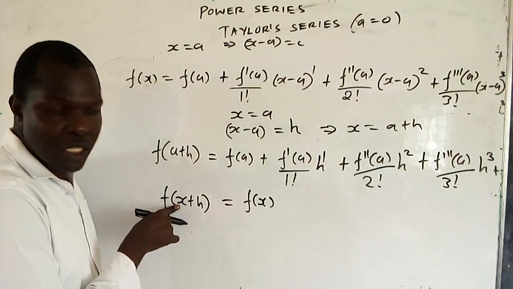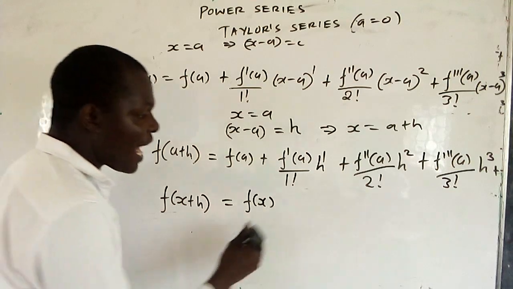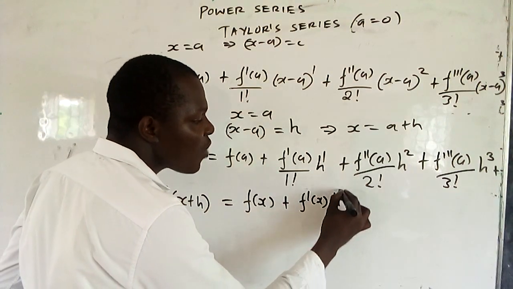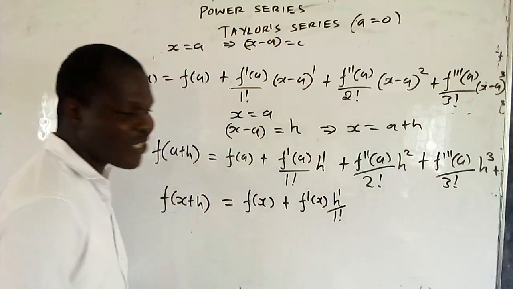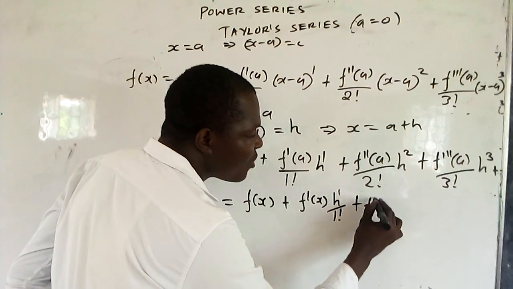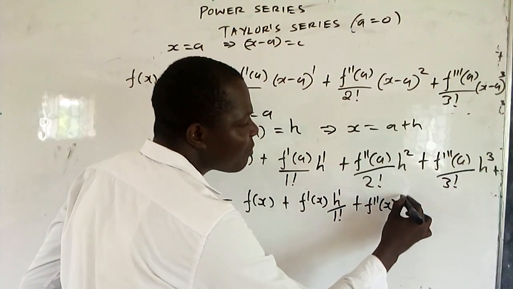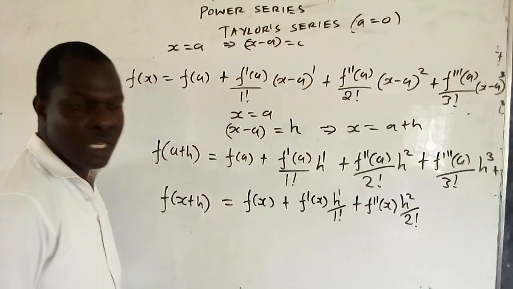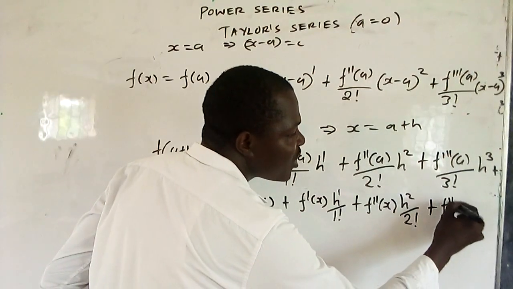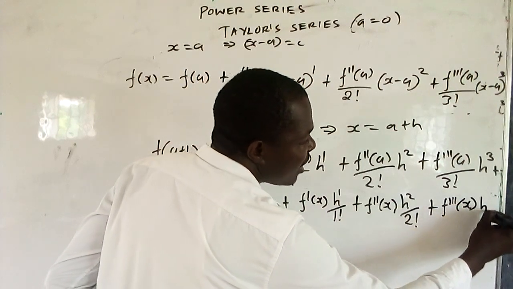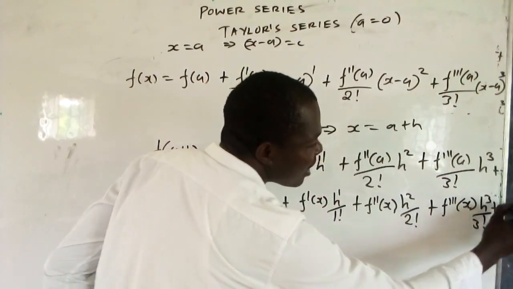Are you seeing that? It will be f of x, then plus, if you differentiate f of x for the first time, then it means you have h to power 1 over 1 factorial. Are you seeing? Are we together? Then plus, if you differentiate f of x for the second time, then it means you have h squared over 2 factorial. Are you seeing that? Then plus, if you differentiate f of x for the third time, then it means you have h cubed over 3 factorial plus until then.